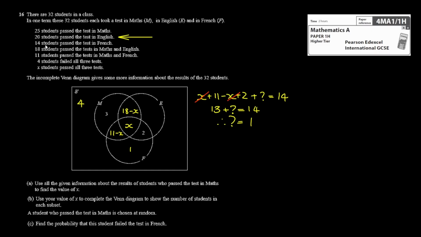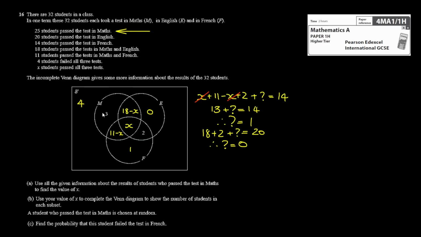Moving up, 20 students passed the test in English. So all of this area is 20. So again, let's call that question mark. Adding everything up, the x's cancel again, so I don't need to write that. So I get 18 plus 2 plus question mark is equal to the given result of 20. So therefore, question mark in this case is equal to 0.